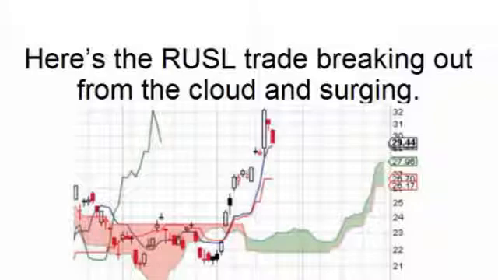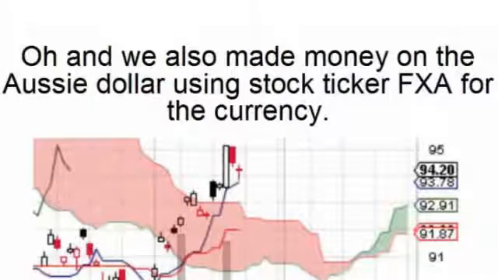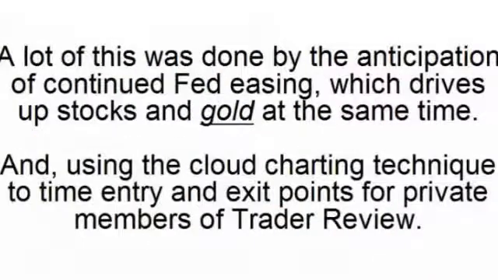This moved up about 15 to 20% from the time it was recommended a few weeks ago. Here's the Nugget trade, which is 3 times gold, catching the rebound from below the cloud and using the cloud resistance to get out. Oh, and we also made money on the Aussie dollar using stock ticker FXA for the currency, moving up through the cloud, breaking through. A lot of this was done by the anticipation of continued Fed easing, which drives up stocks and gold at the same time, and using the cloud charting technique to time entry and exit points for private members of Trader Review.